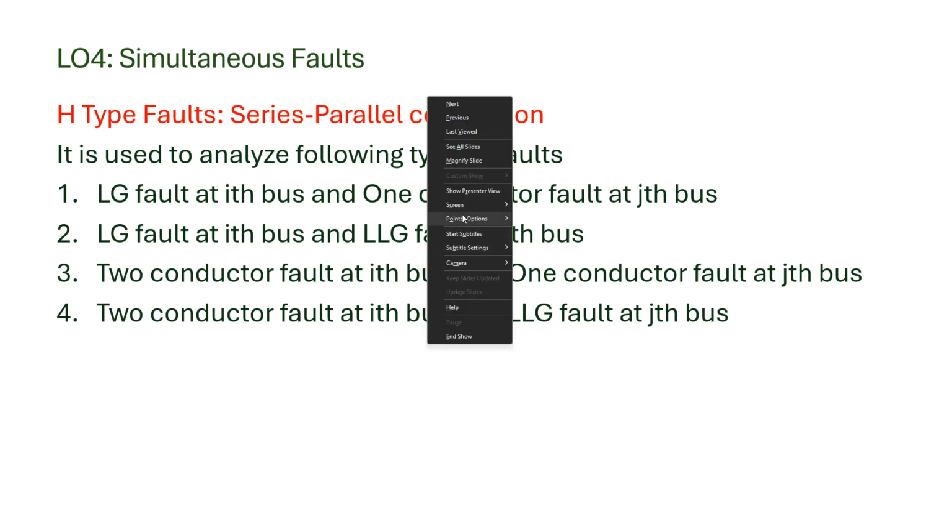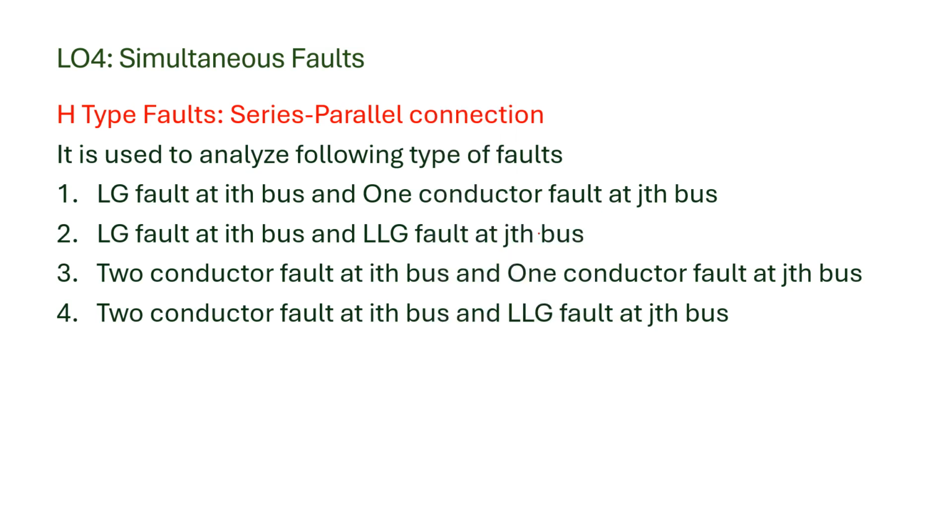So, here LG fault at ith bus and one conductor fault at jth bus. So LG fault, as we know, will give you series parallel series connection of sequence network, and one conductor open gives parallel interconnection of sequence network. So it can fall into this category H type, that is series parallel connection.